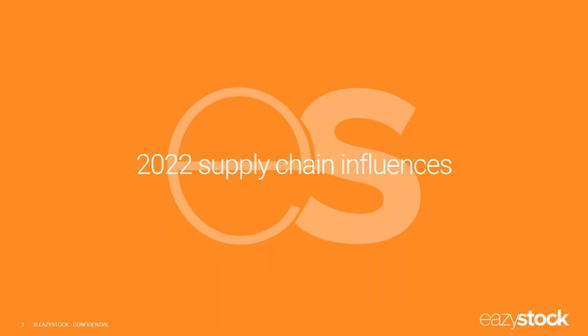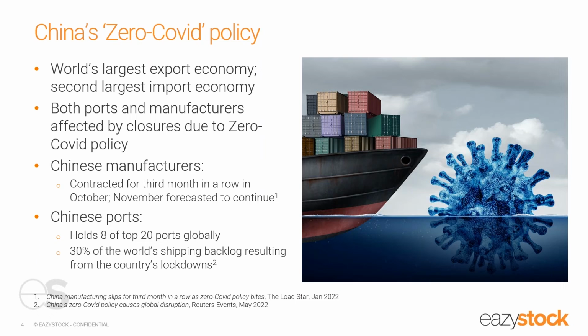So to start off with some of the influences we've seen so far in 2022, a big one is China's zero COVID policy. China's home to the world's largest export economy and the second largest import economy. So anything disrupting the supply chain in that region has far-flung consequences. The zero COVID policy is exactly what it sounds like. China is seeking to eradicate COVID completely. So anytime a new case is detected, the area goes into lockdown, which has affected both the ports and the manufacturing plants in the country.